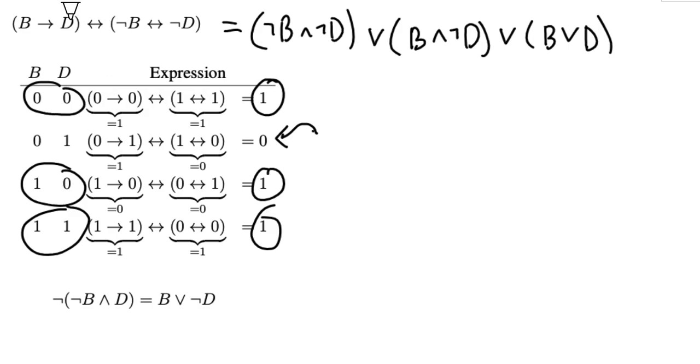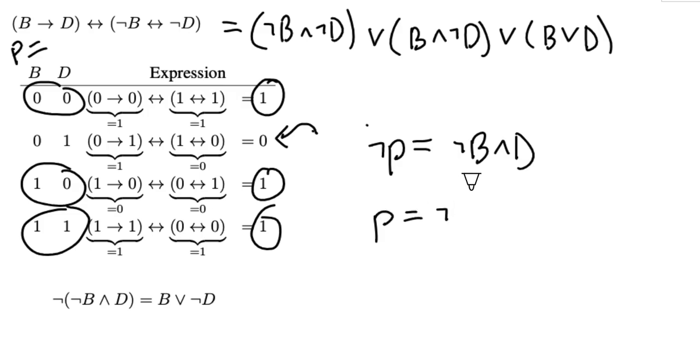So that means if we take the complement of our whole expression, let's call our whole expression P for a minute. So P is all that. Then not P is going to be equal to the other atom that we haven't used, which is not B and D. This gives us a really quick way of writing down a simplified form for P. If you just take the complement of both sides of this equation, we're going to get P is equal to the complement of not B and D.